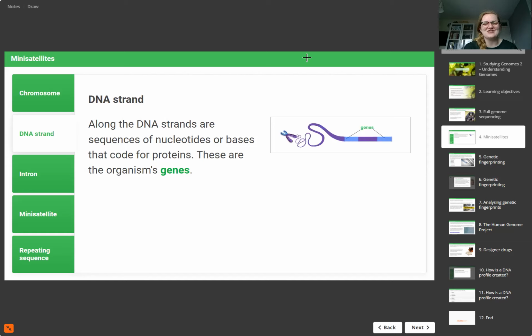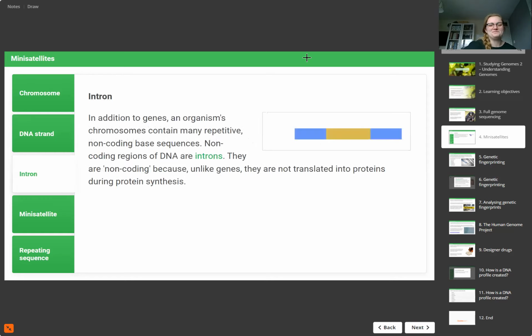Along the DNA strands are our sequences of nucleotides, or bases, that code for our proteins. These are the organism's genes. Obviously in there, we could have our non-coding sections. In addition to genes, organisms can contain many repetitive non-coding base sequences. Non-coding regions of DNA are called introns, and the coding regions are called exons. They are non-coding because, unlike genes, they are not translated into proteins during protein synthesis.